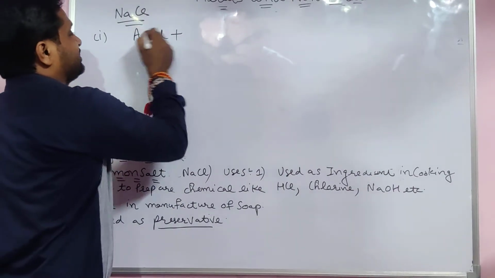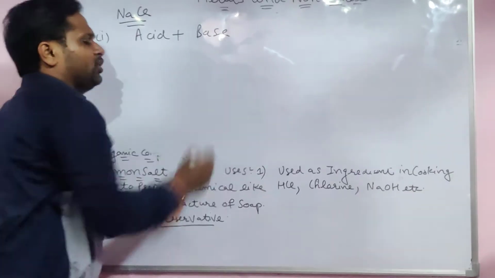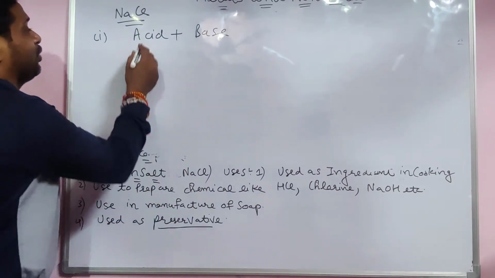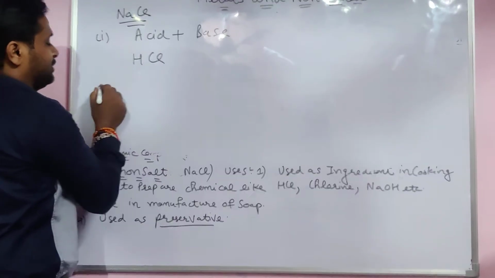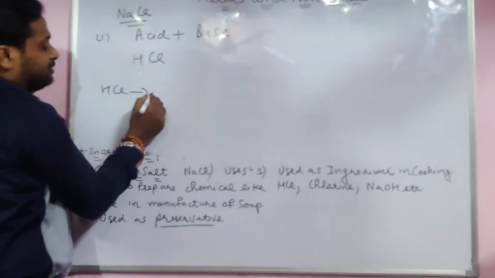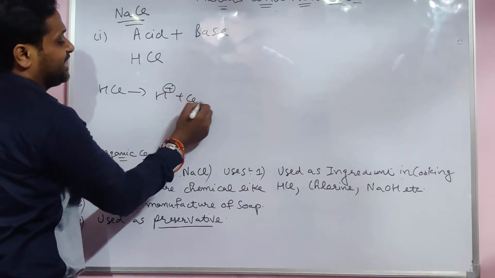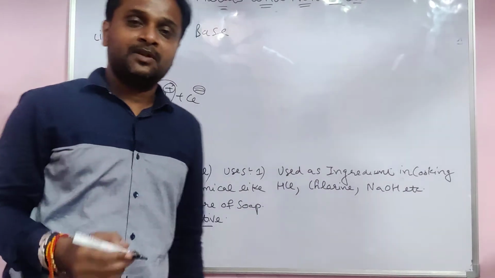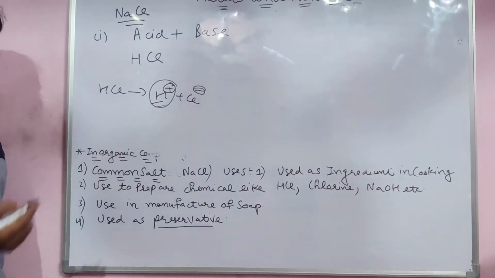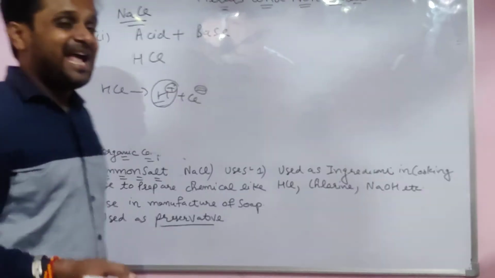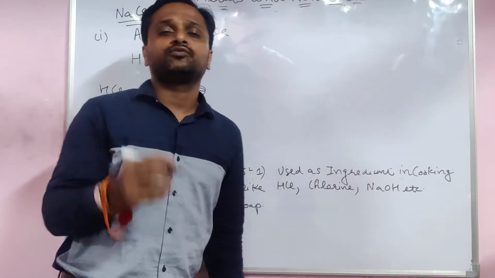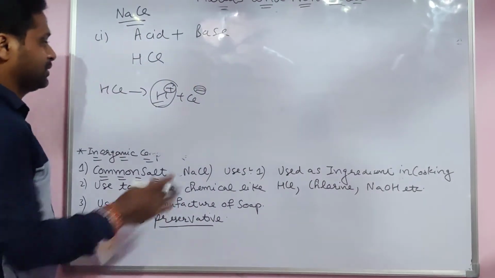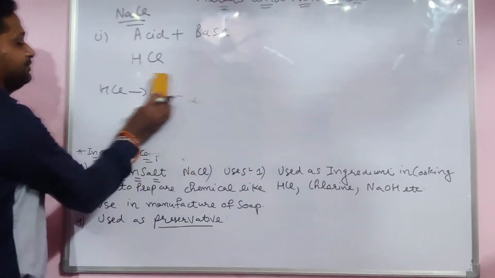Acid plus base. In atomic structure I already told what an acid is, like HCl. When HCl breaks, it gives H positive and Cl negative. Which one gives H positive? That is called an acid. H2SO4 also loses 2 hydrogen, acid only. HNO3, nitric acid, also loses 1 hydrogen, so that is also an acid.